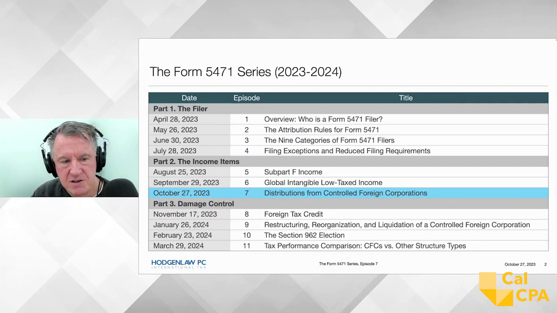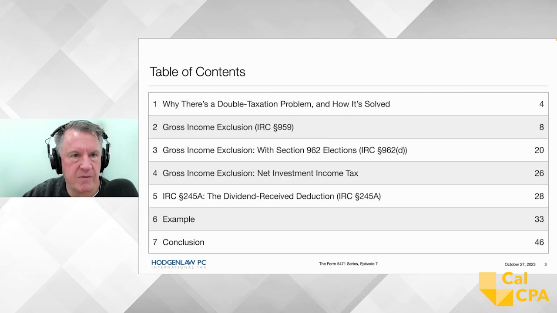And then starting next month, we're going to do the damage control, say, oh no, I've got a bunch of income that is really not so welcome. What can I do to mitigate the damage? We'll talk foreign tax credit, fixing your structure, making the Section 962 election, and then wrap up next March with comparing CFCs versus what else you've got if I want to run a business overseas. So that's where we're going with this thing.